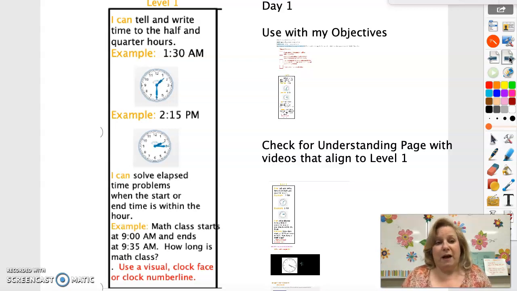So these are just a few ways that I'm playing with levels of understanding.